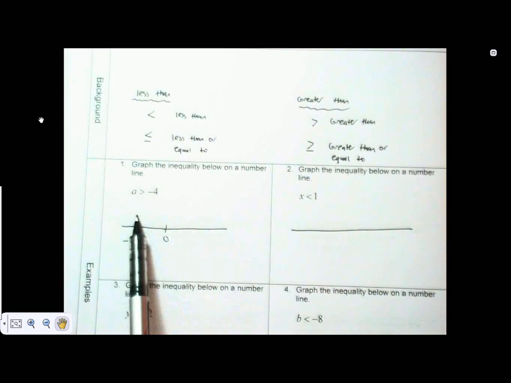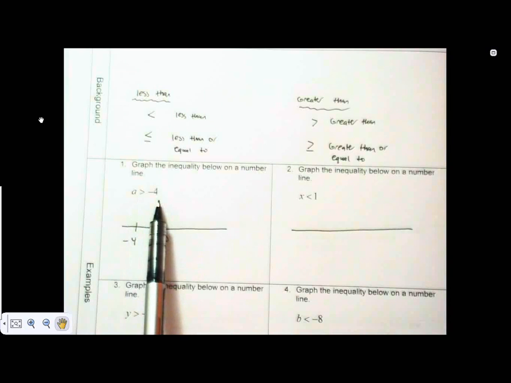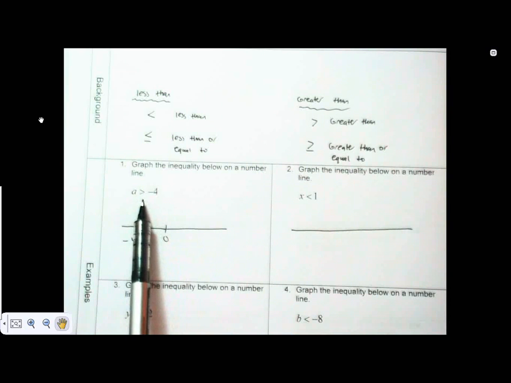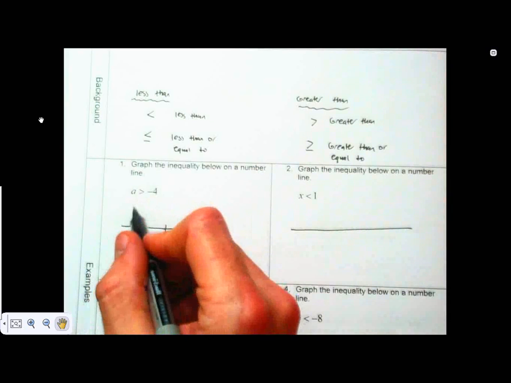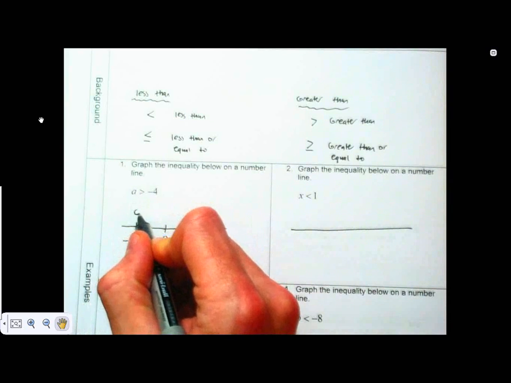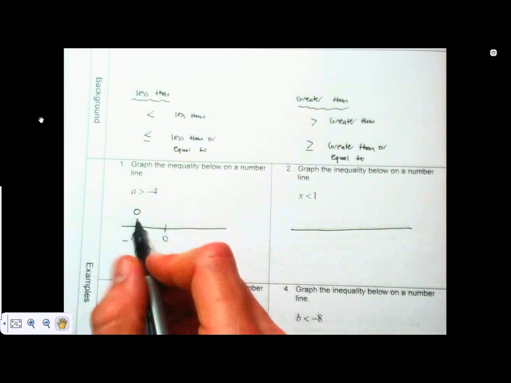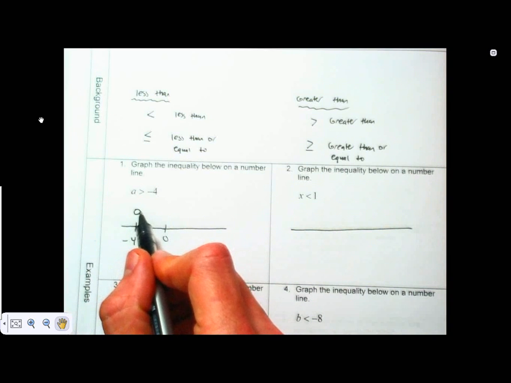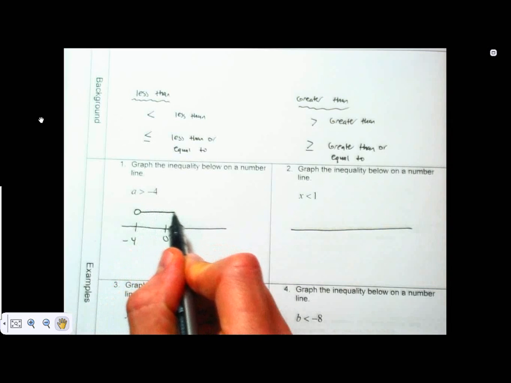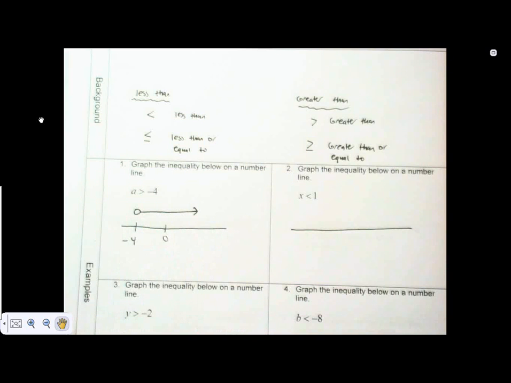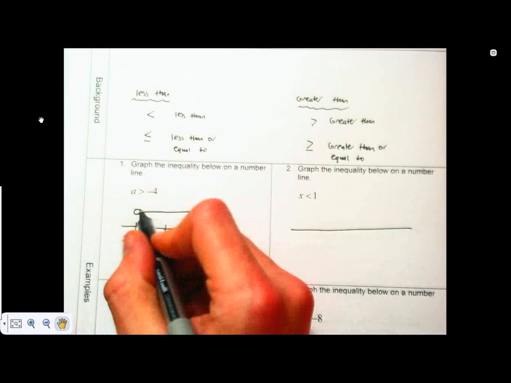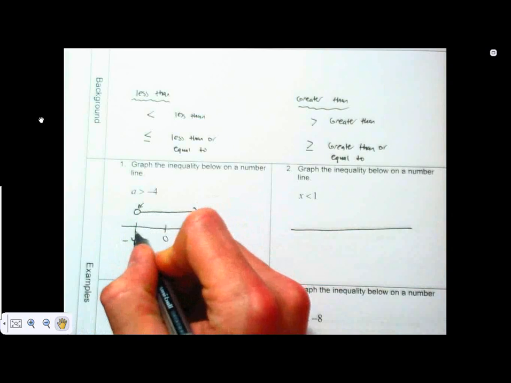Okay, does that include -4 itself? Well, -4 is definitely not greater than -4. It's equal to -4. So for that reason, because -4 doesn't count, we're going to use an open circle. And then the numbers that are greater than -4, the way I would indicate those is by graphing out all the numbers to the right of -4. So an open circle indicates that the number itself is not included.